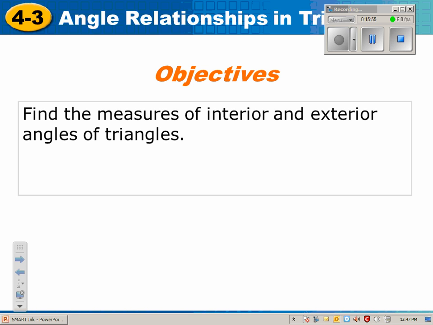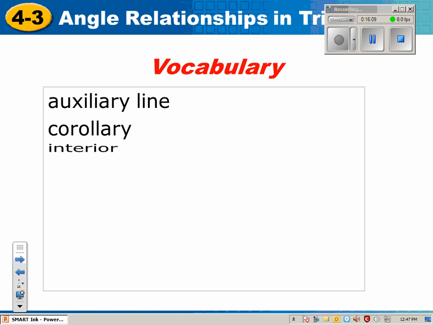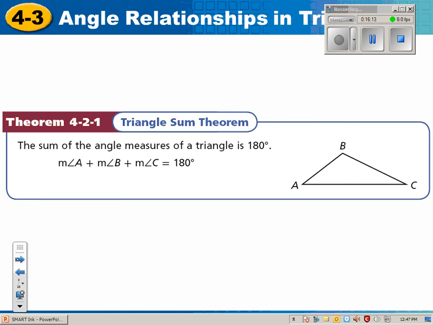What's going to be hard is remembering the name of the theorem and what it says, because you will be using these theorems in proofs later. So it's really important that you get the name and what it says down today as we go through it. The first theorem we're going to talk about is something you should already know. And that is triangle sum theorem.